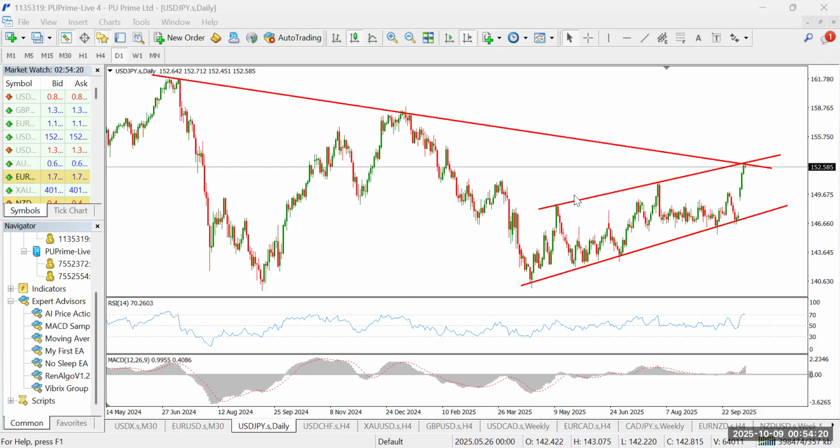Today is Thursday, the 9th of October 2025. All right, so let's dive into the analysis that we have. Now, the first instrument I'll be analyzing is the USD JPY, which you can see right on my screen. And from all indication, I'm expecting a bearish movement on the USD JPY, largely due to the following reasons.